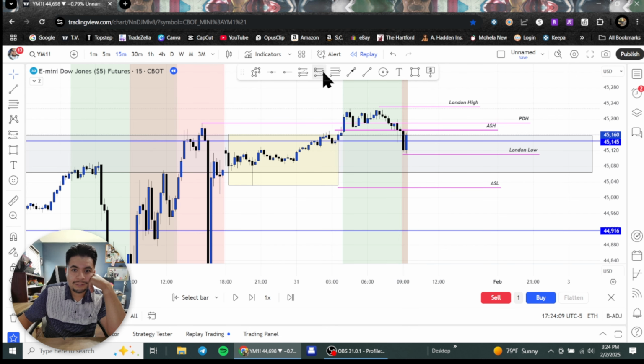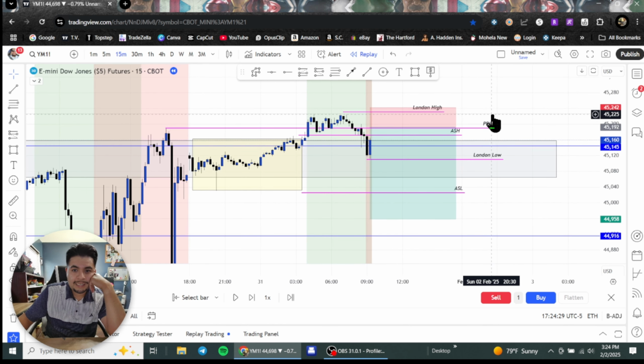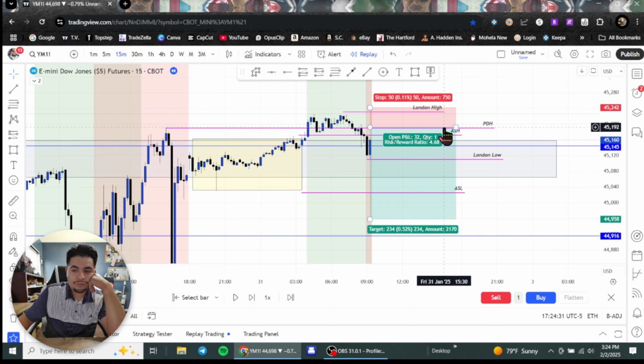What I could do is look for a short anywhere in this area, like 192. Let's say it comes up and then comes back down, 192. And look where that stop loss is. It's well above these areas right here, so we'll say 192.